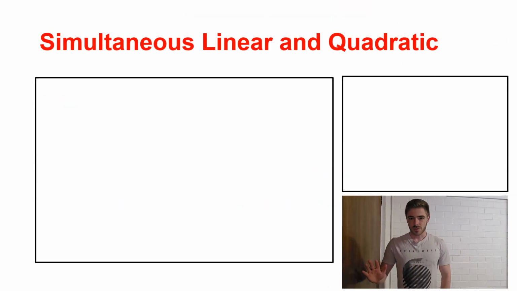If you're just trying to solve a set of simultaneous equations, then it doesn't really matter what those equations are. You still use either the substitution method or the elimination method. For this scenario here, usually the substitution method is the best. When you solve simultaneous linear and quadratic equations, there are three possibilities.